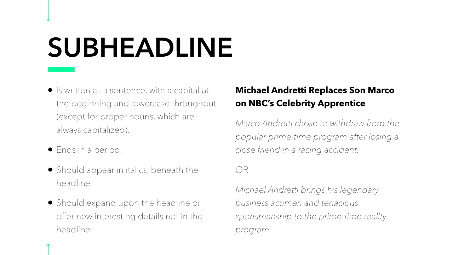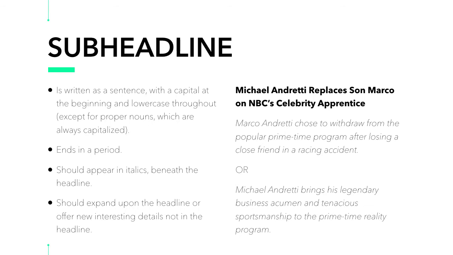The downside to that subhead is, number one, ethics. Should we be talking about something that's probably quite a private situation? Okay. And two, it kind of takes things in a negative direction, and it talks about the person leaving the show instead of the person coming to the show. Whereas the second subhead talks about Michael Andretti's business acumen and sportsmanship and how he's going to make the program better. Okay? So in this case, I would definitely more likely choose the second one. However, it really depends. The first headline will create far more controversy than the second.